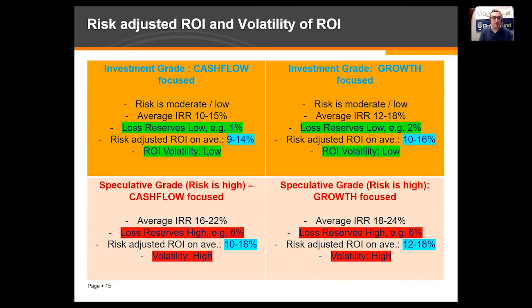So a risk-adjusted ROI is simply 9 to 14%, following the formula shown earlier. You take 10%, you subtract 1%, you wind up with 9. You take 15%, you subtract 1, you wind up with 14. So risk-adjusted return here is pretty healthy.